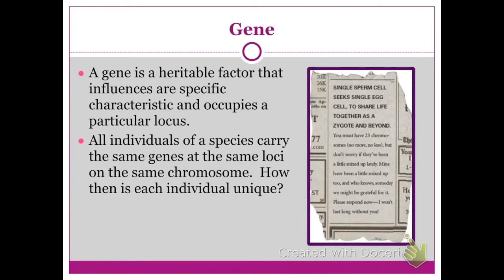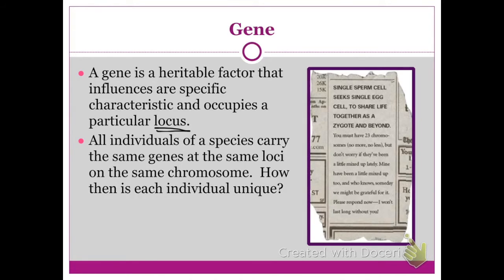Alright, so a gene is a heritable factor, meaning it can be passed from one organism to another, that influences specific characteristics and occupies a particular locus. Locus is going to be an important term that we continue to hear, and locus is basically the location of a particular gene on a particular chromosome. So for example, in a species, the gene for having a widow's peak or not is always in the same locus. It's always on the same chromosome with the same location.